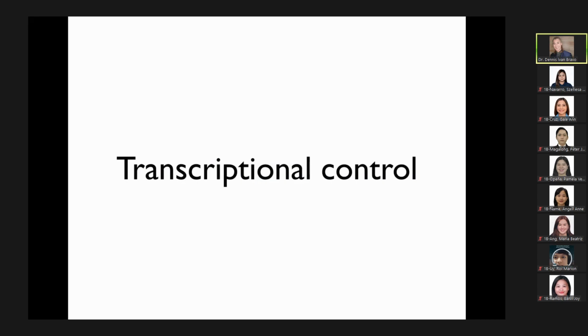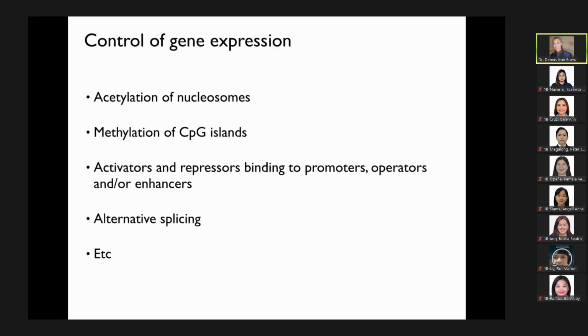How do we regulate transcription? There are different mechanisms for regulating transcription. Some of them are beyond the scope of what we can discuss today, but you can read on them. This would include acetylation of nucleosome, methylation of CpG islands, the interaction between activators and repressor binding to promoters, operators, and enhancers, and alternative splicing. We shall be discussing this too. Let's start with alternative splicing.